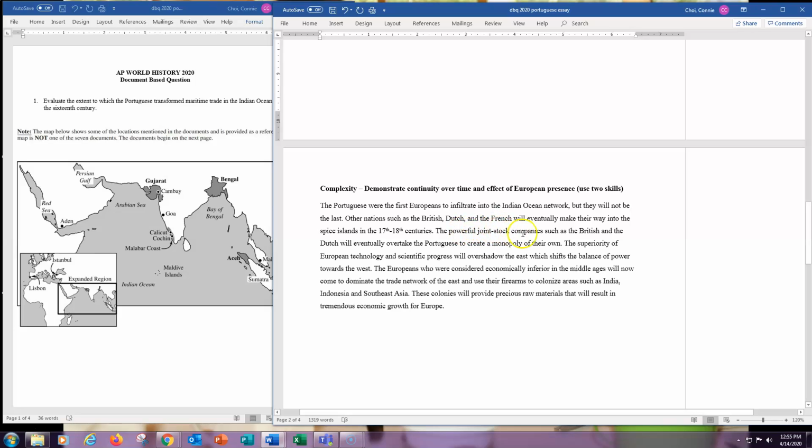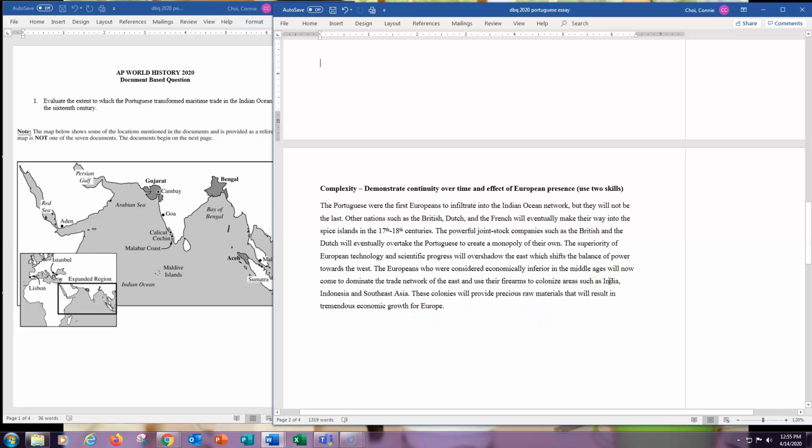And we know that the powerful joint stock companies will be leading the way. That is the continuity, because I'm taking you into the next centuries. The effect I'm going to show is now the shifting in the balance of power, which is going to show favorably towards the Europeans, and how they are going to, by the 17th and 18th centuries, colonize this region of the Indian Ocean, such as India, Indonesia, and Southeast Asia.